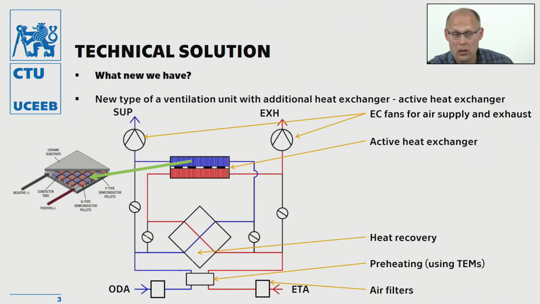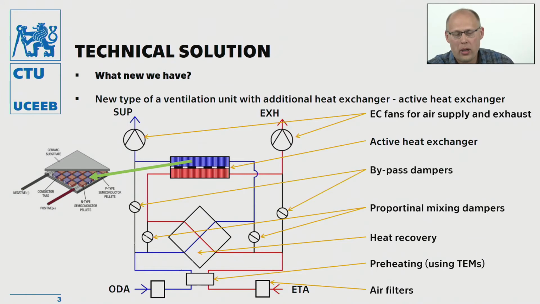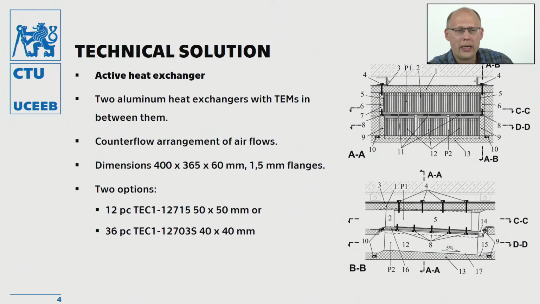Then there are fans, which are obviously necessary for airflow and transport of air through the ventilation system. And what is not typical, in comparison with regular units, is that we add two proportionally mixing dampers which may enhance the airflow rate which goes to the active heat exchanger. I will speak later about why we do that. And bypass dampers. That's the last component which is important to mention, and it's typical for the bypass function of the heat recovery heat exchanger.